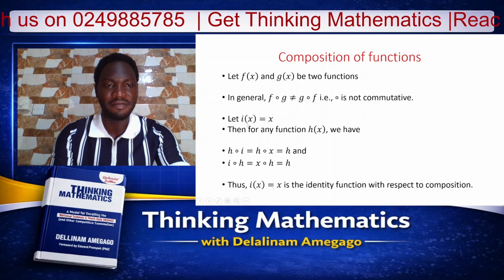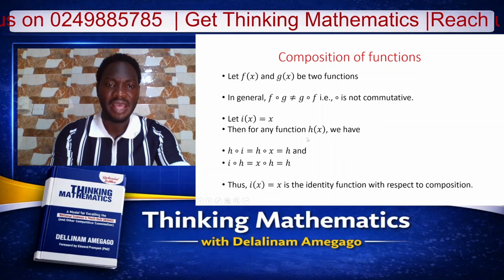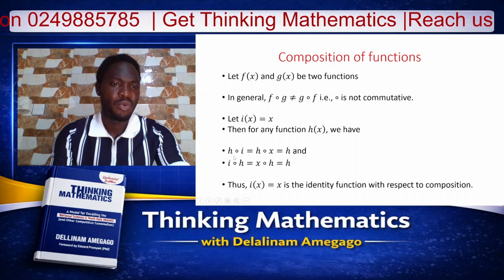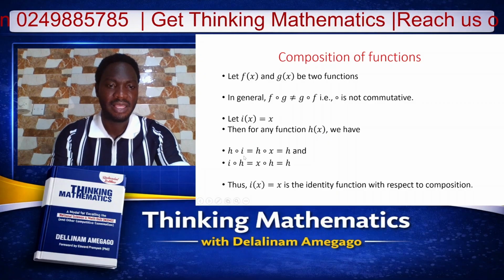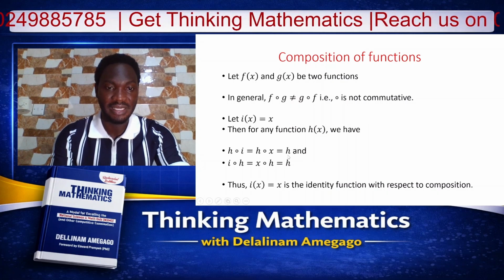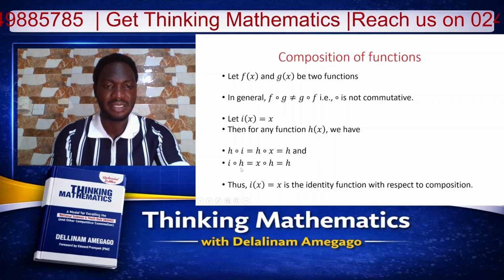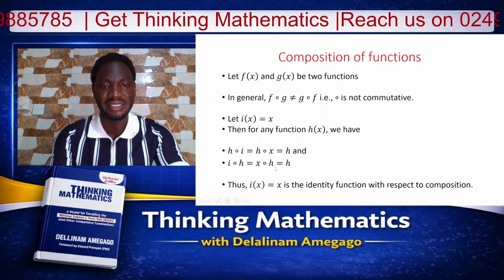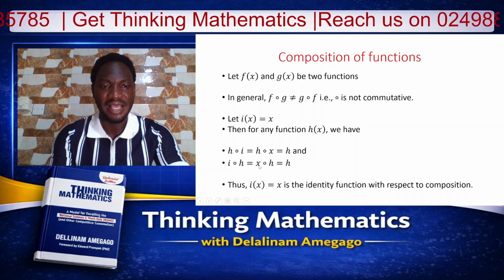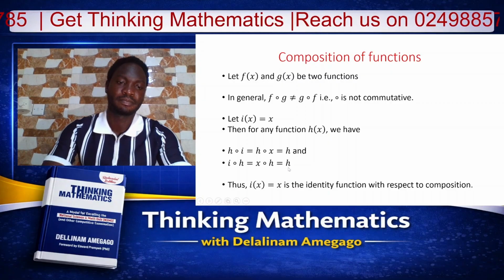Now define I of x to be equal to x. Then for any arbitrarily chosen function, say h of x, we have h composed with I equals h composed with x, giving us h. And also I composed with h, which is x composed with h, is equal to h. If you replace x by all of h of x, you will get h of x.